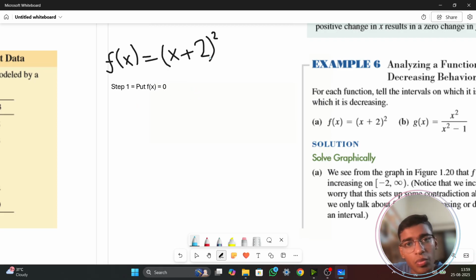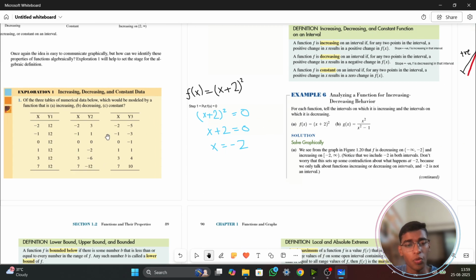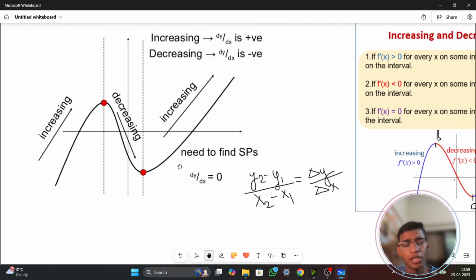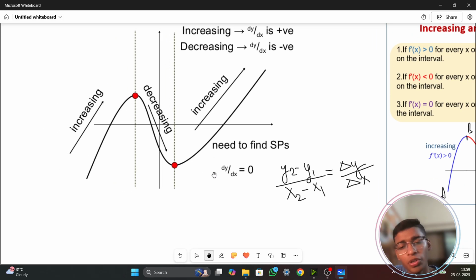So f dash x equals to 0. The moment we put f dash x equals to 0, we get x plus 2 squared is equivalent to 0. Now my square, I'm sending it to that side. It will become root of 0 is again 0. So that would be x plus 2 is equivalent to 0. So from this thing, I get to know that my x is equals to minus 2. We had already talked about this in this picture. It is clearly written. If you need to find the inflection points, the points at which your graph is changing, you need to put your slope equivalent to 0. So this was the thing.